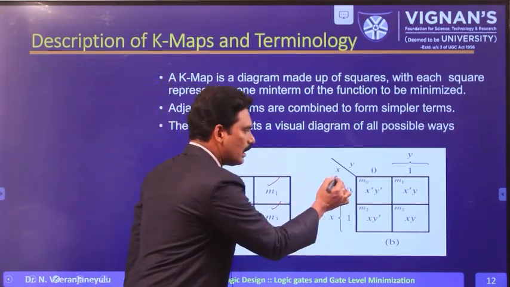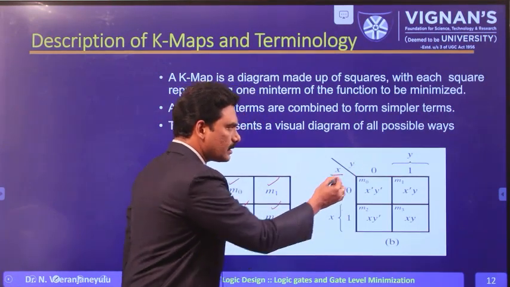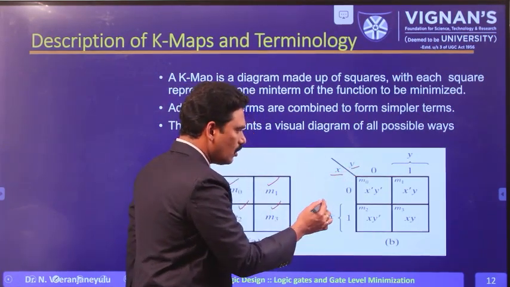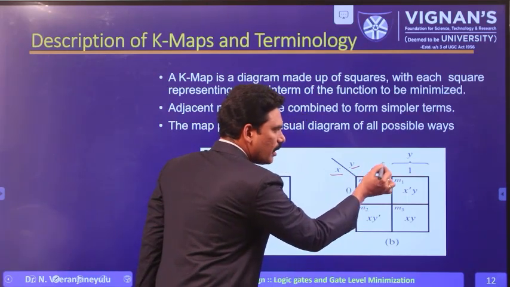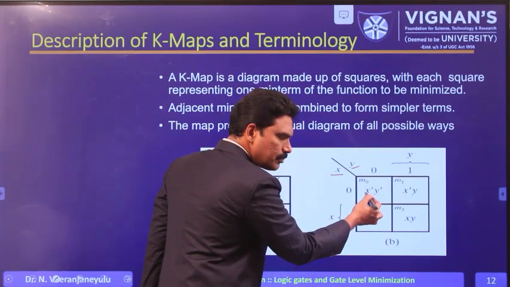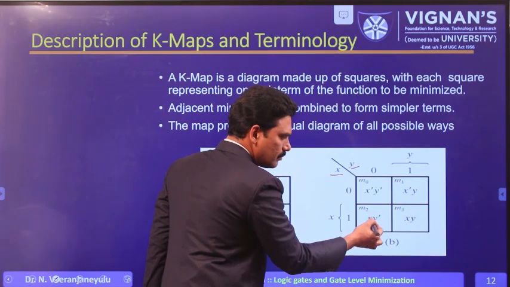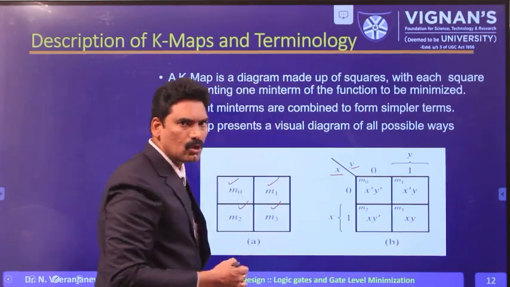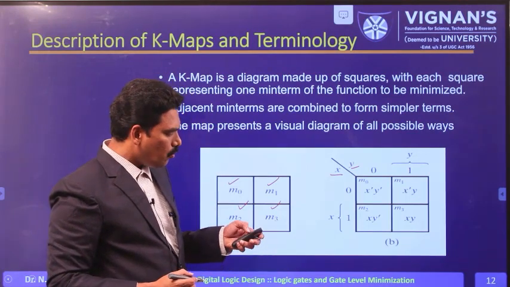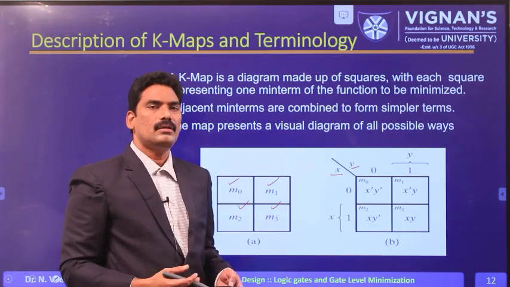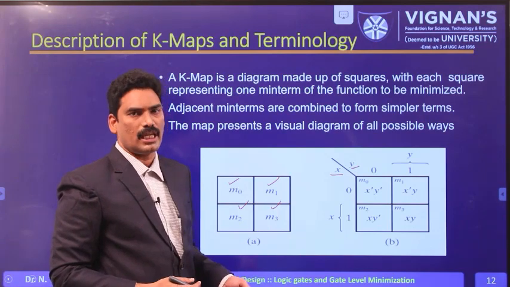Here the variables are X and Y. So this is X bar and this is X, and this is Y bar and this is Y. See, this is X bar Y bar, X bar Y, X Y bar and X Y. This is a 2-variable K-map. So we are going to minimize the Boolean expressions by using these K-maps.